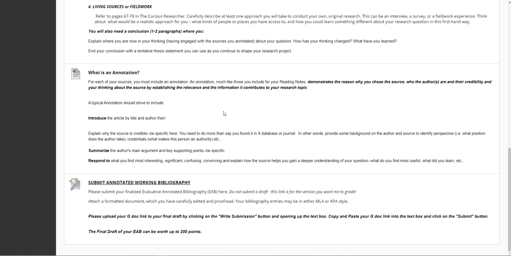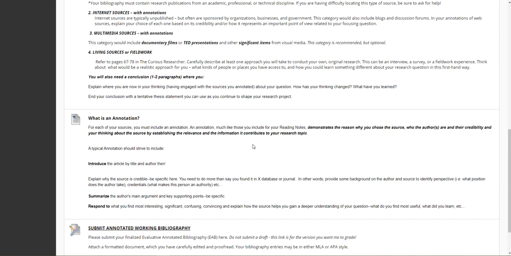Summarize the author's main argument, the key supporting points, and then respond to what you find most interesting, significant, confusing, convincing, and explain how that source helps you gain a deeper understanding of your research question. So the idea here is there are three parts to the annotation. It doesn't matter to me if you do this all in one paragraph or you break it up in sections. It's entirely up to you. I'm looking for these three components in your annotation.